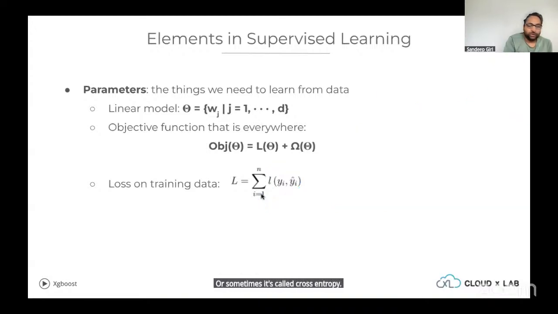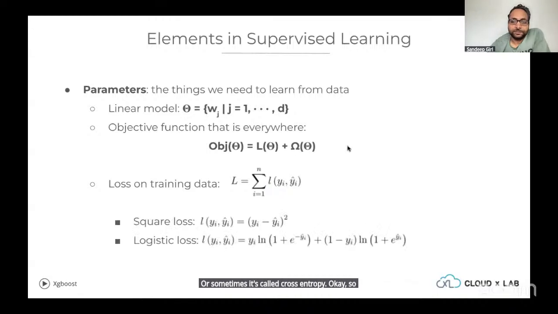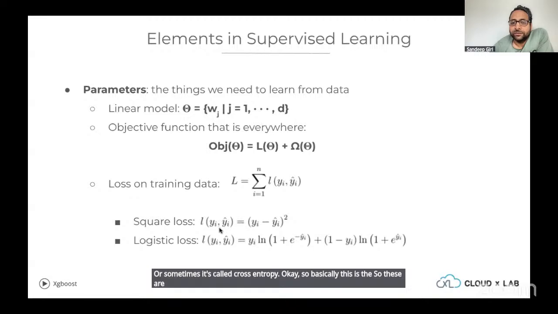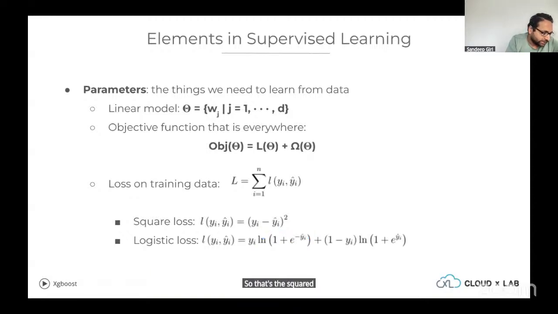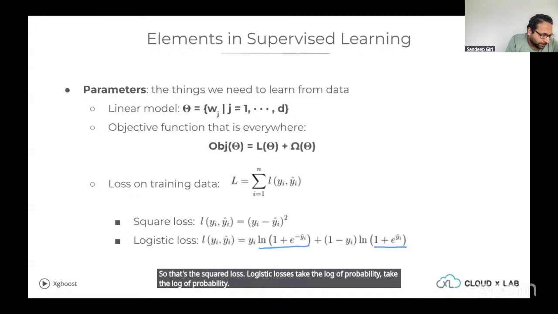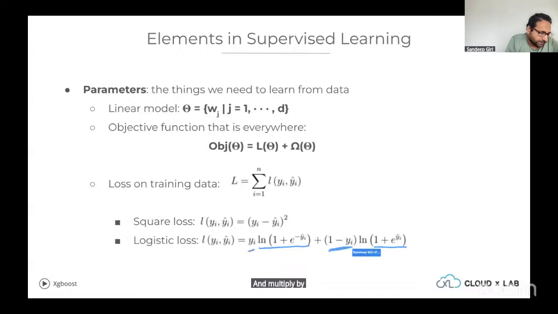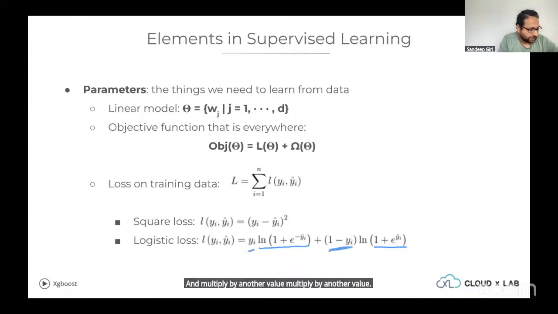So these are usually the loss functions. One loss function is to just take the difference and square it. That's the error between predicted and actual. That's the squared loss. Logistic loss is to take the log of probability and multiply by another value. Okay, so that's all.